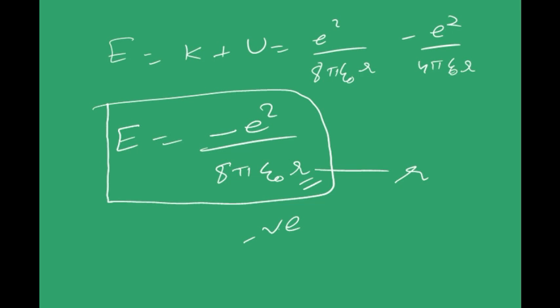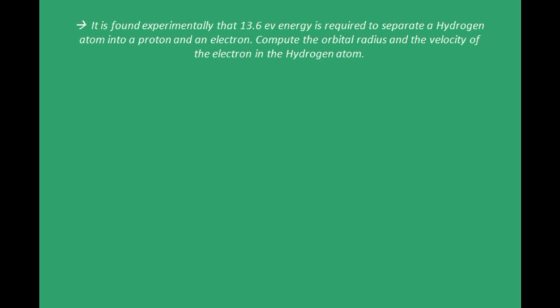Let us solve a problem. It is found experimentally that 13.6 electron volts energy is required to separate a hydrogen atom into a proton and an electron. Compute the orbital radius and the velocity of electron in the hydrogen atom. Now, a nucleus of hydrogen atom is nothing but a proton. Well, there is an electron in this orbit.